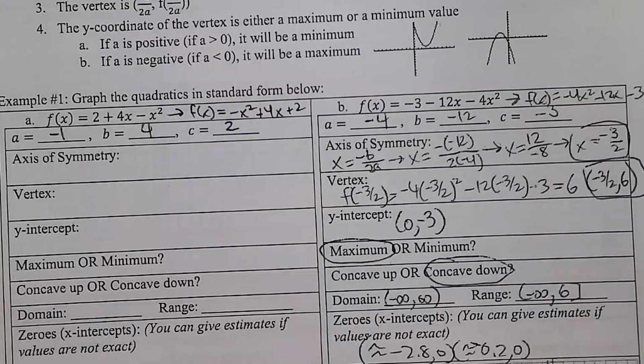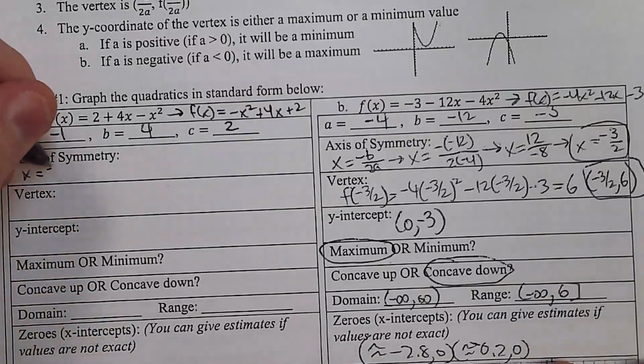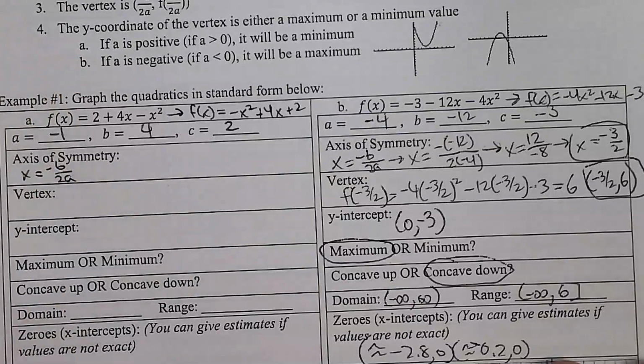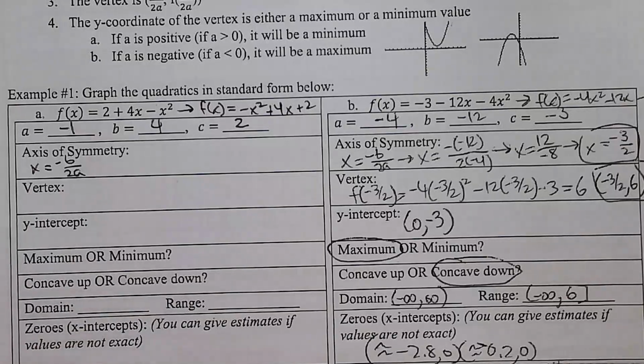All right. The axis of symmetry is x equals negative b divided by 2a. That's the formula for it. It's x equals negative b divided by 2a. That's the formula for the axis of symmetry. So we're going to use that.